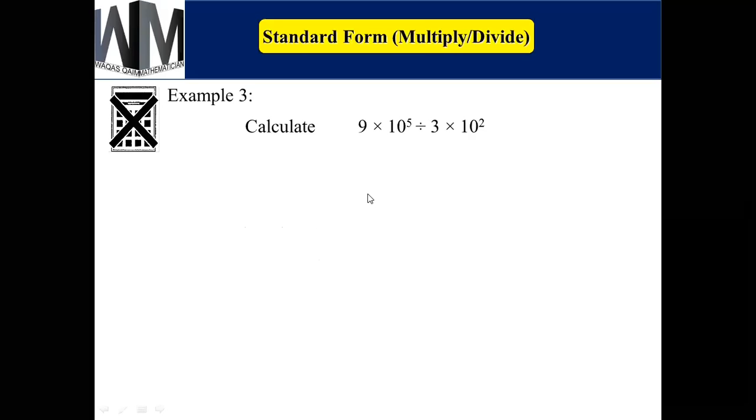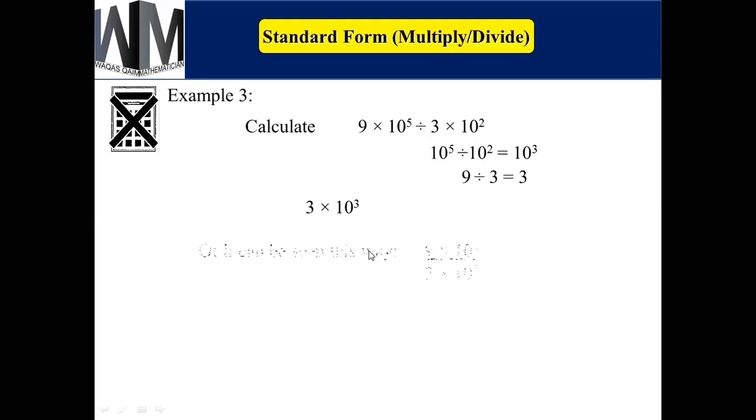Okay, now we are moving towards division. So again, in the division, we work with the tens separately. So when we work with the tens separately, it will be subtraction of indices, and that will be 10 raised to 3. And when we divide 9 by 3, it will be 3. So the result will be 3 into 10 raised to 9.